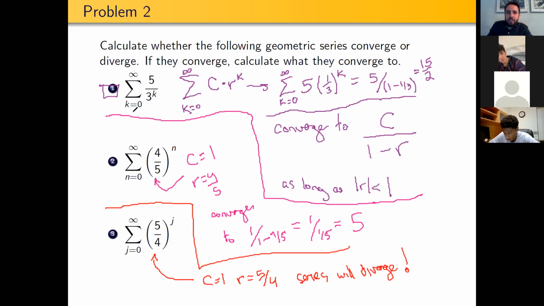And so we see that this very subtle change between the two will actually make a really big difference as far as whether or not the actual infinite sum converges or diverges.